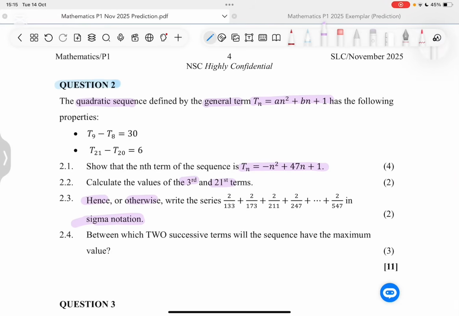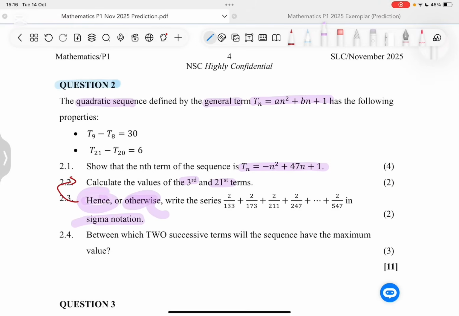The first thing that you have to notice here is that when they use the word hence, we spoke about this in the previous question where we did question 1. Hence would mean that you use the information that you've calculated in the previous questions to answer this question. So we have to go back here and take what we have here to answer this question. It gives you that. But here we have an option of otherwise.